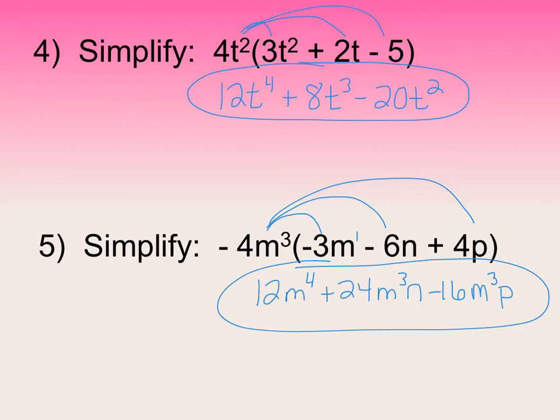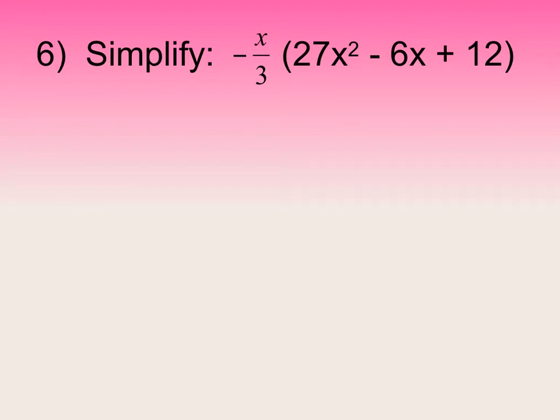Number 6 is always one that throws people off initially when you look at it, but if you think about it, it should not be too bad. So it's not really negative x over 3. I mean, it is, but you can put your number in front of x, which is 1. So ultimately what you're doing here is you're distributing a 1/3 x.